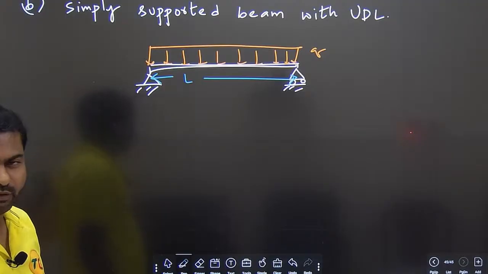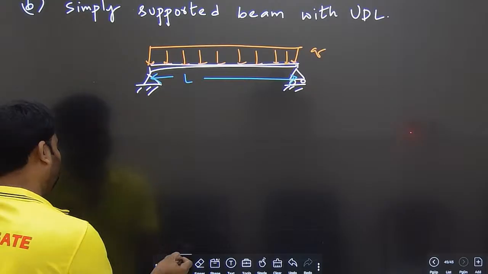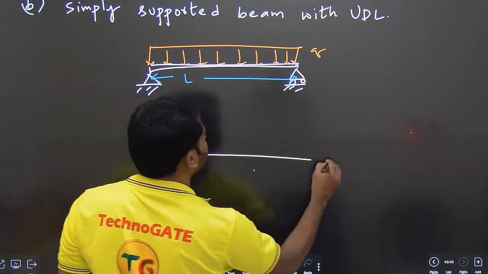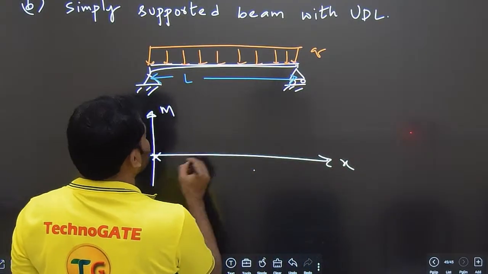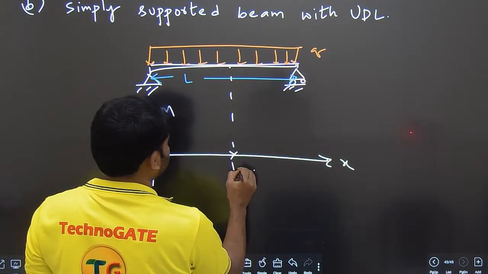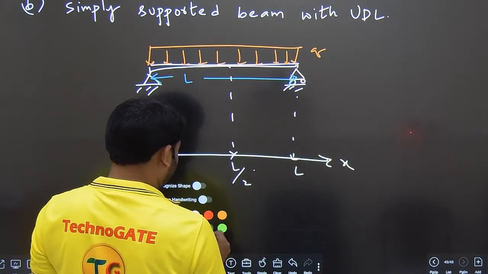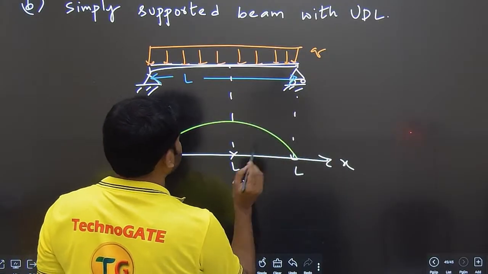Clear? So for this we need to get it. If you recall, the bending moment diagram would be like this. This is X, this is L by 2, this is L, and the value of the bending moment equation is like this.